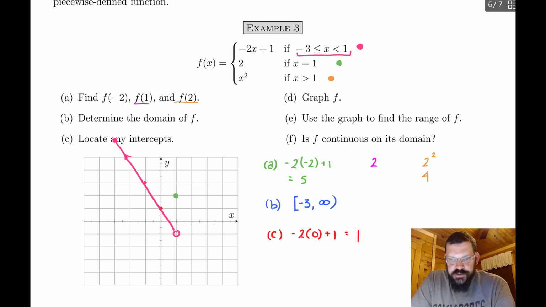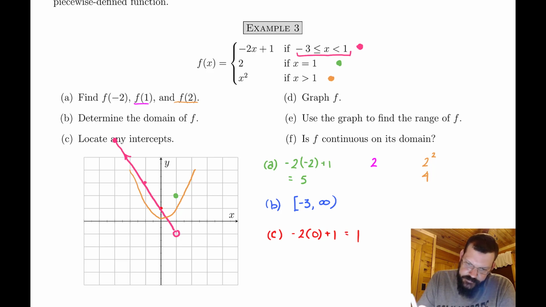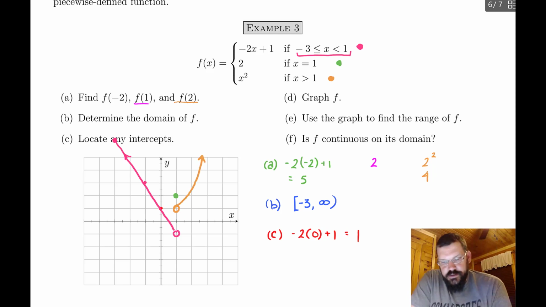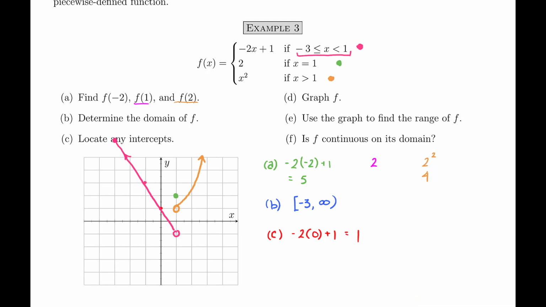And then the last part is going to be in orange. It's the graph of x squared for x greater than 1. So remember, the graph of x squared is going to look like this terrible function here. I did a bad job with that. But anyway, you get the idea. That's the parabola of x squared. But it's only defined where x is greater than 1. So at 1, we're going to have this open circle. And then that is the continuation of the parabola. So that's how you graph a piecewise function. So that was part D.